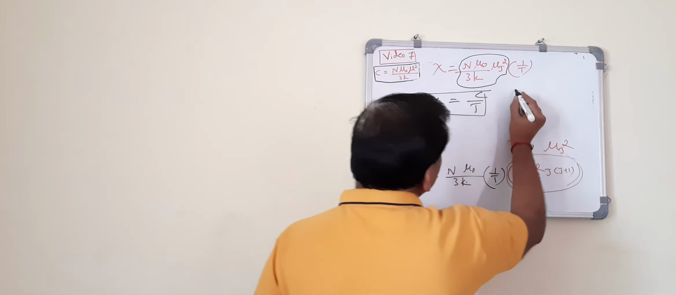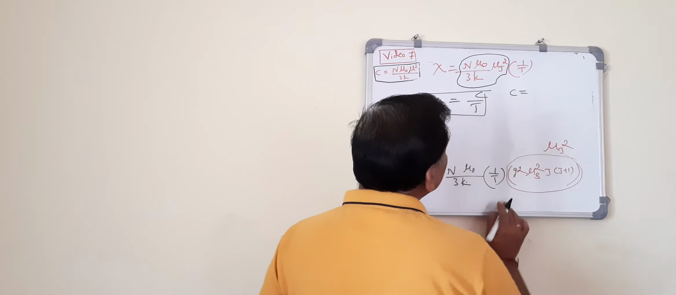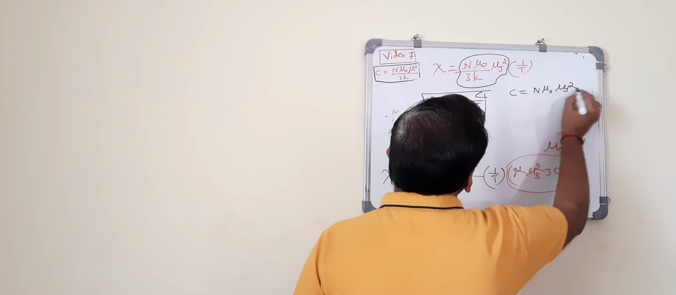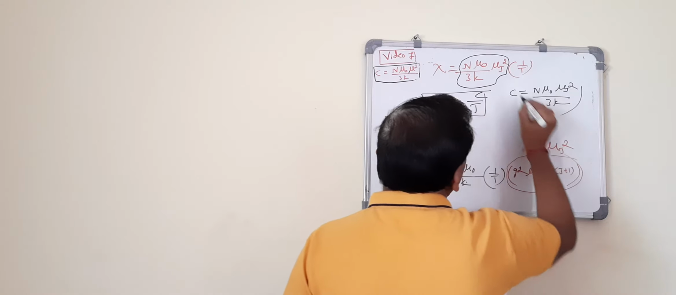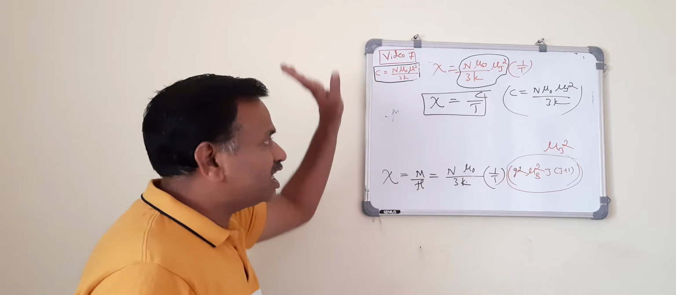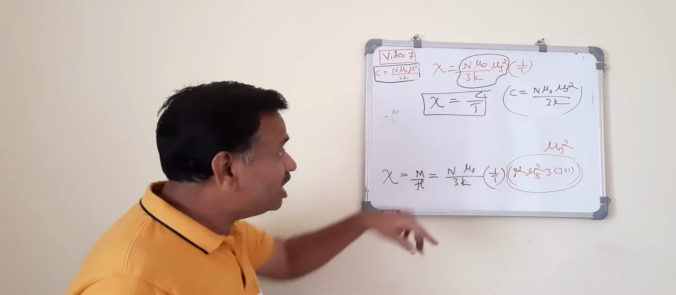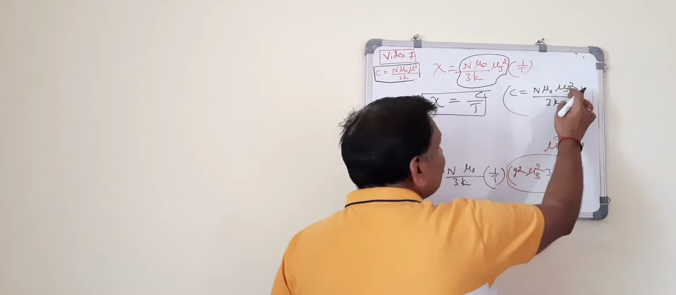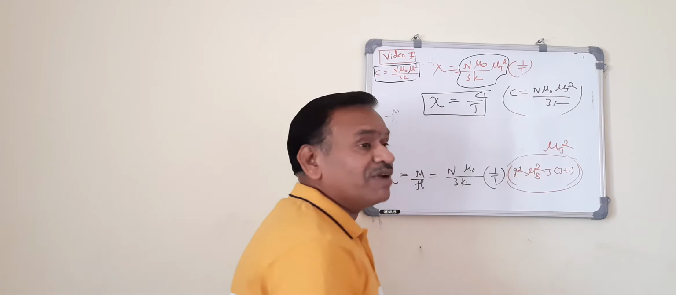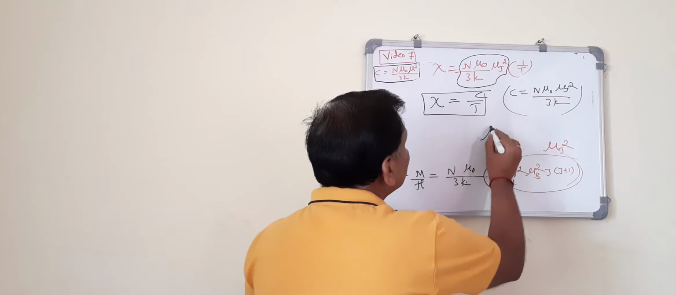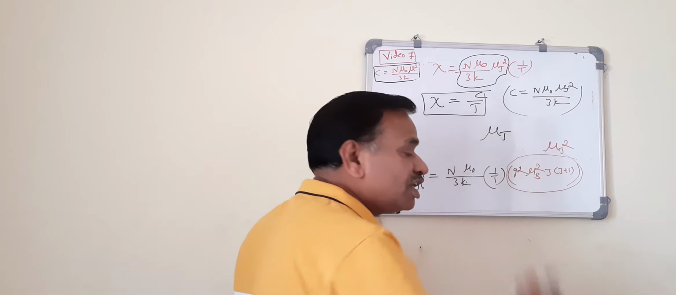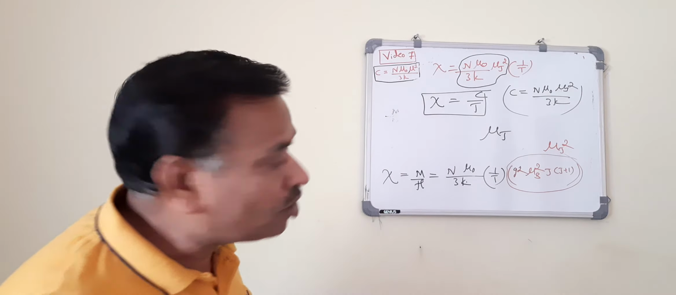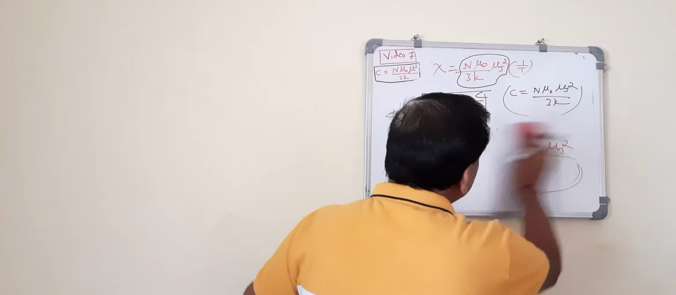What is C here? C is called the Curie constant. This Curie constant equals N mu naught into mu J square divided by 3k, the same as what you derive in Langevin's theory. But the only difference is that here the magnetic moment considered is the total angular momentum magnetic moment, only mu J. But in Langevin's theory, the magnetic moments of all atoms are considered. This is the basic difference between the quantum theory and Langevin's theory.